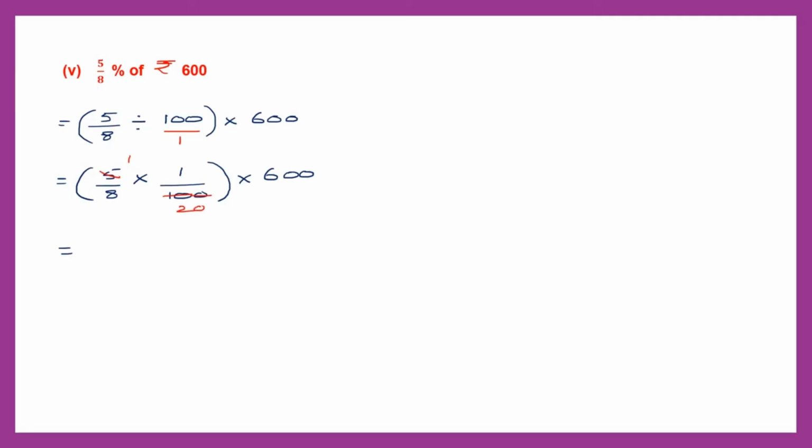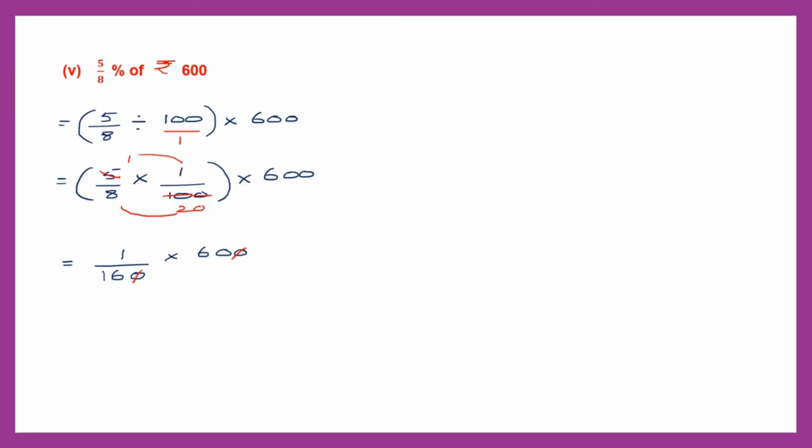Now there's nothing else you can cancel, so multiply the numerators and the denominators. So what do we get? When we multiply the numerators, 1 into 1 is 1 and 8 into 20. 8 twos are 16, so 8 into 20 is 160. And then we multiply this here with 600. Now let's cancel the zeros. Cancel 1 zero here and 1 zero here.